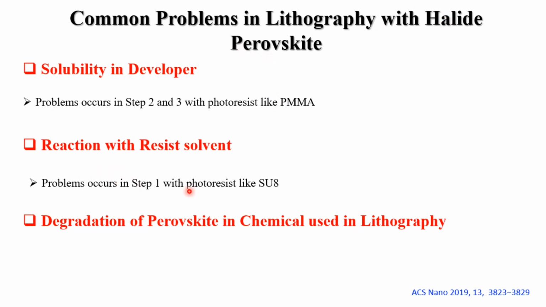With some photoresists, step 1 is problematic, like SU8, which is a negative photoresist. The other problem is the degradation of perovskite by chemicals used in lithography. So this is the main problem. To avoid these problems, in this paper, ACS Nano 2019, these people tried to do lithography with halide perovskite in a modified way.